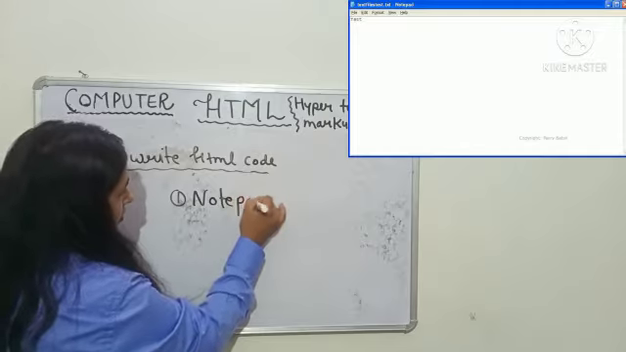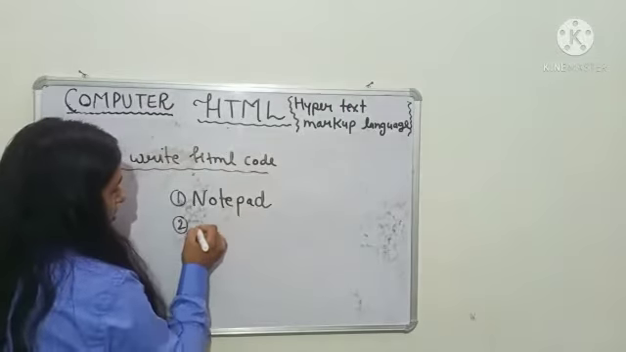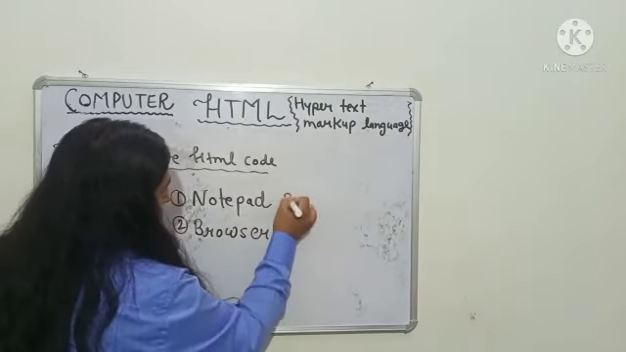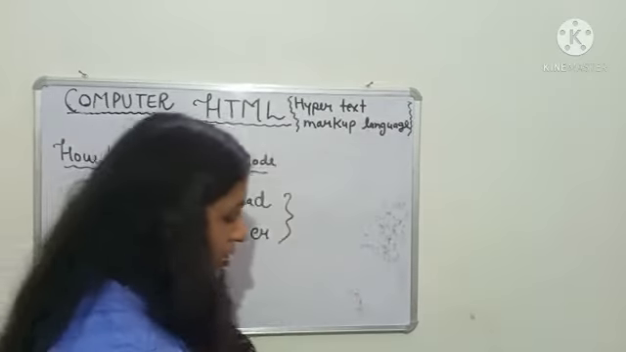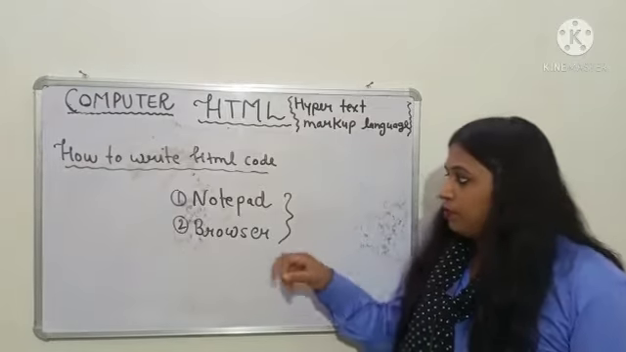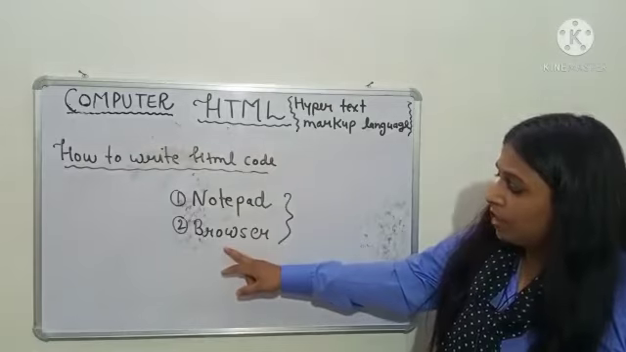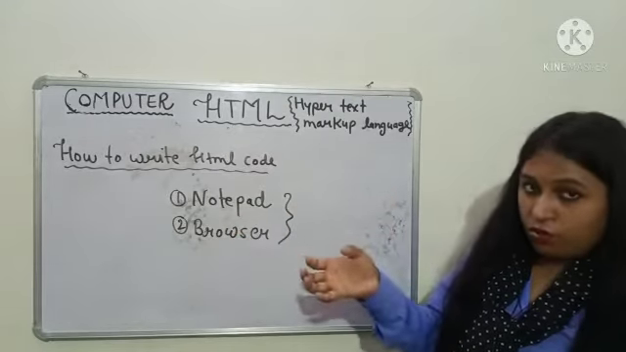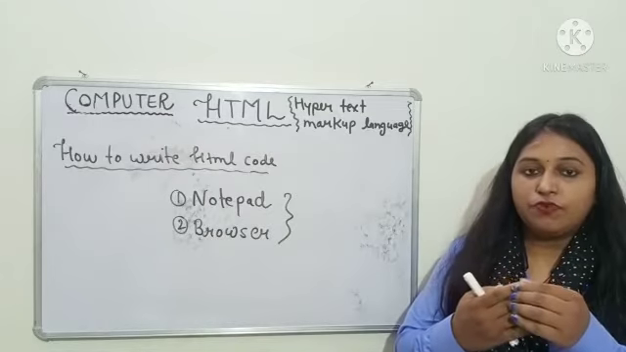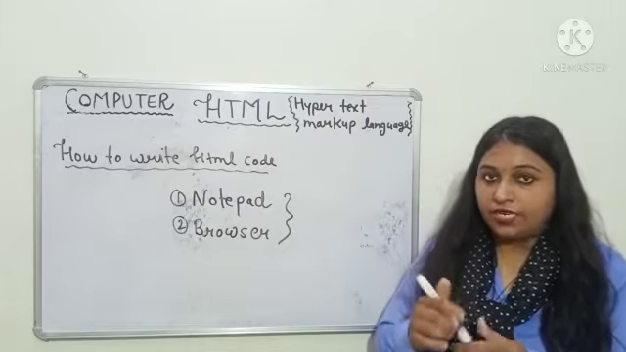The first is Notepad, and the second is a browser. So there are two important things. We write our code, we write our program in Notepad, and then we view our code in the browser in a web look, right? So there are 4 steps for opening Notepad in your computer. The first is the start button.